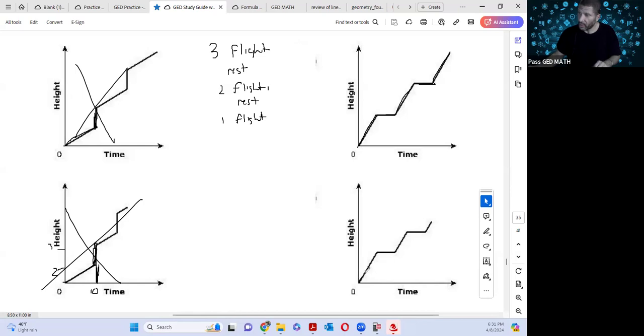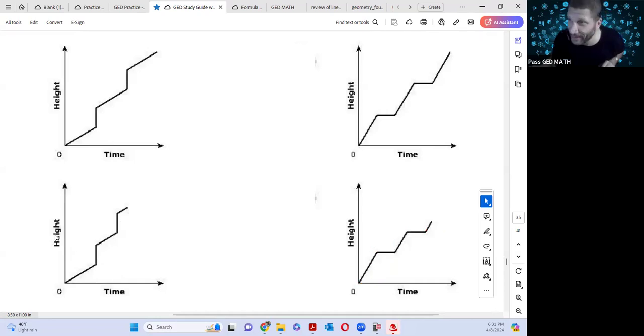Now, up 3 flights of steps, rest. Up 2 flights of steps, rest. Up 1 step. But what you should notice is the 3 is your longest flight. That should be your longest line. Your 2 is a little shorter, and your 1 is the shortest. That's the 3, the 2, and the 1 flight. Got me?